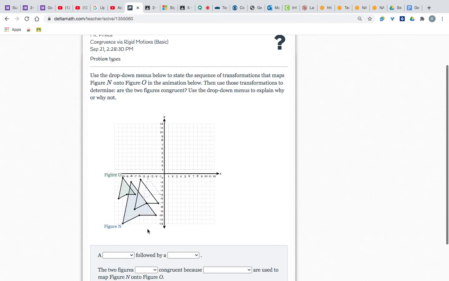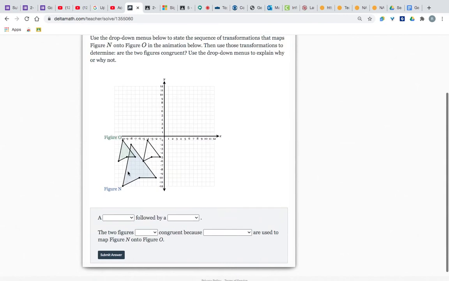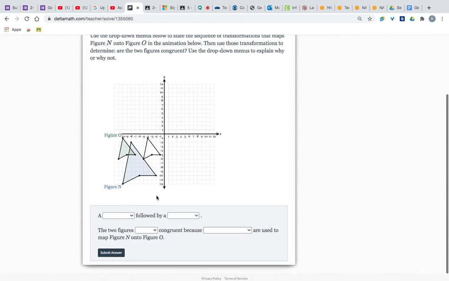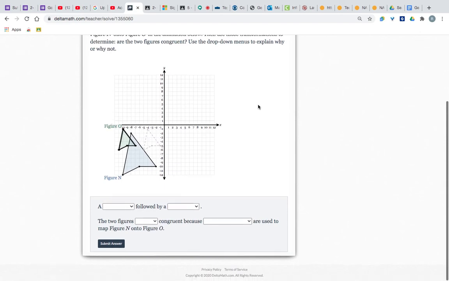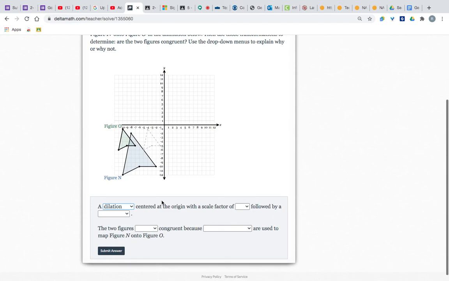Now what we're going to see with this one, we have a dilation. It's going from big to small, and then it's going to slide over to the left. So just by having that dilation, we know it's not going to be congruent because you're using a non-rigid motion. But the way this works, you're just going to say, okay, what's happening with the shape? So the very first thing that happens, you have a dilation. It's going from big to small. So we'll have a dilation, and these are all going to be centered at the origin.